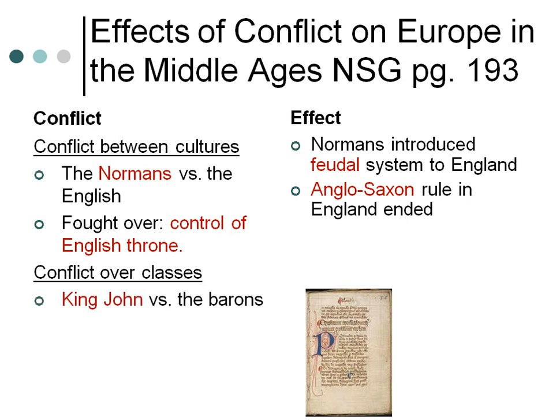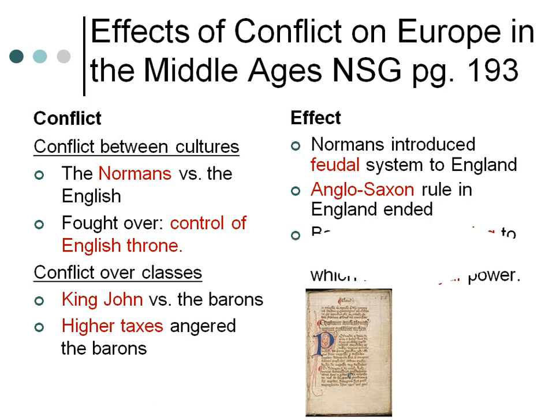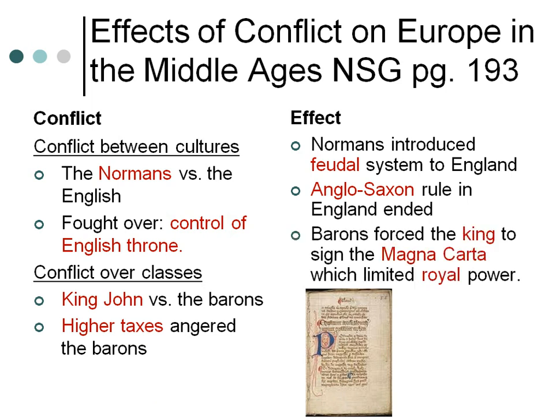The next conflict is over classes. You had King John versus the barons, and higher taxes angered the barons because King John wanted it for a war to try to retake his possessions in France. The effect of this is that barons forced the king to sign the Magna Carta, which put a limit on royal power.